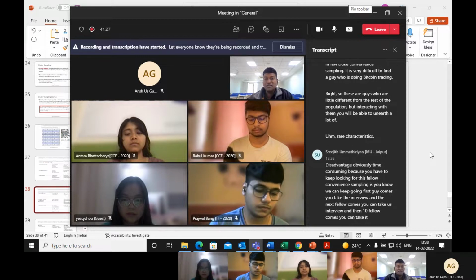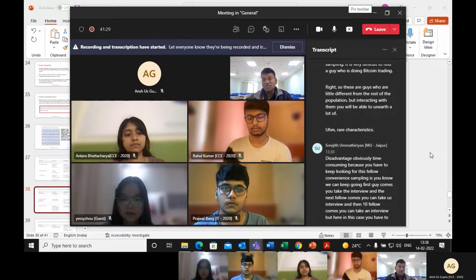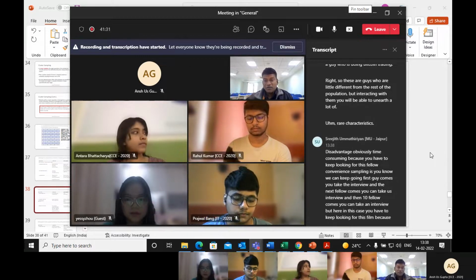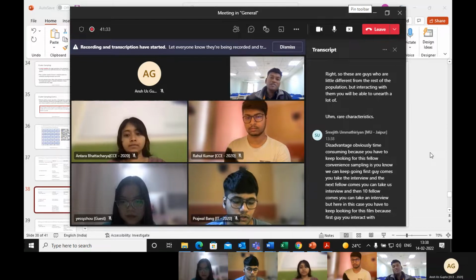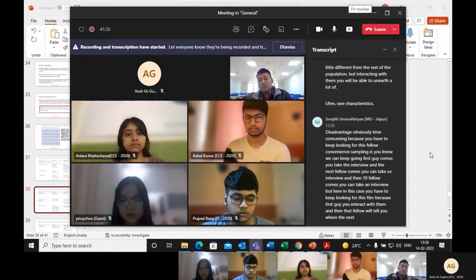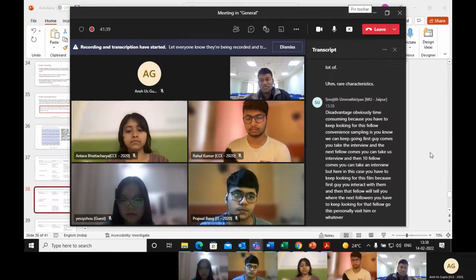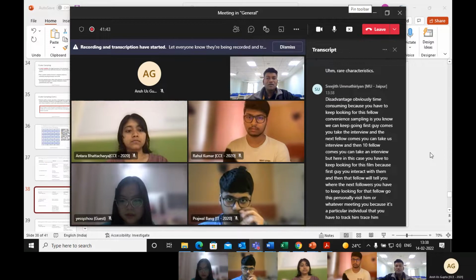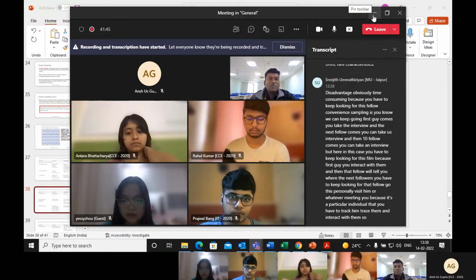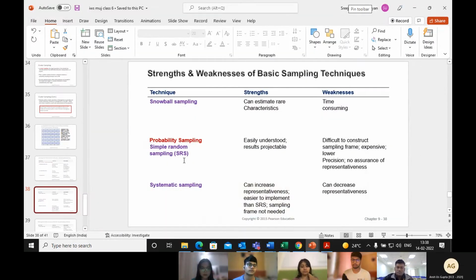But in this case, you have to keep looking for this fellow, because the first guy, you interact with him, and then that fellow will tell you where the next fellow is. So you have to keep looking for that fellow, personally visit him or whatever, because it's a particular individual, right? You have to track him, trace him, and interact with him. So it becomes time consuming and a little cumbersome also. So those were the four non-probability sampling techniques. Now we'll come to probability sampling.